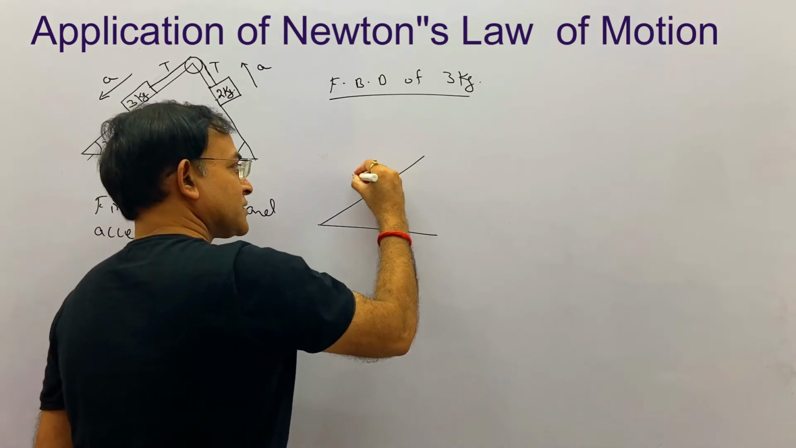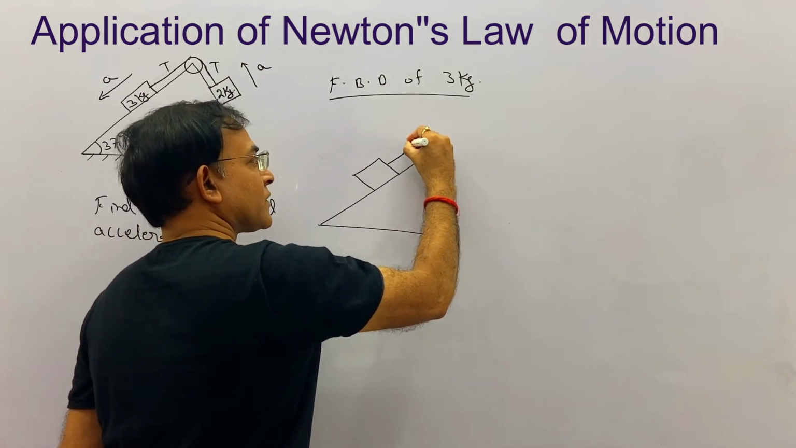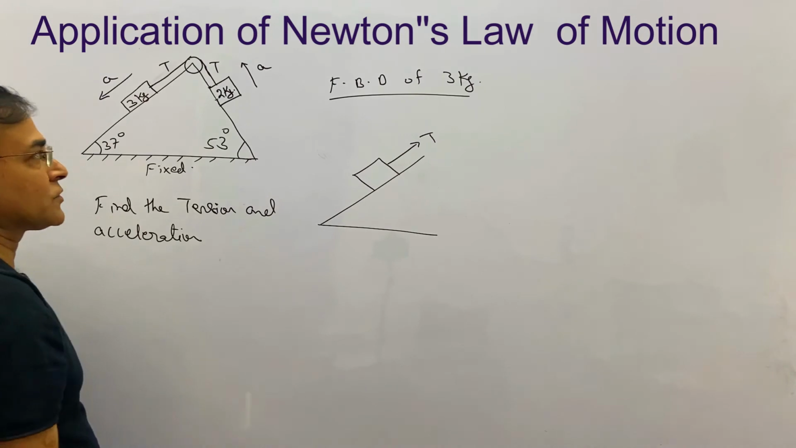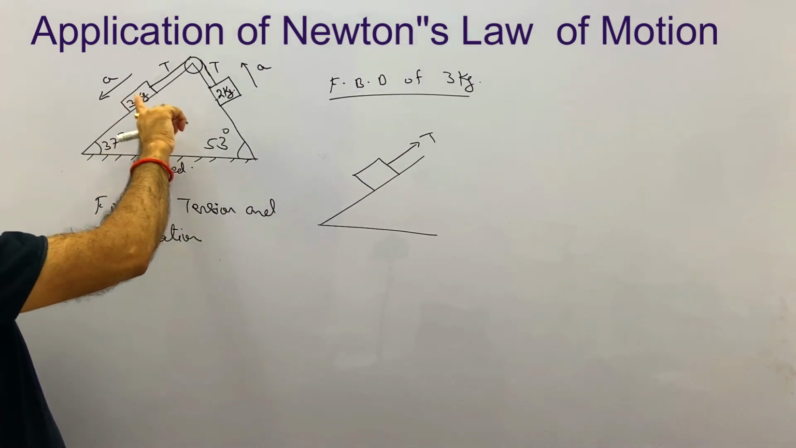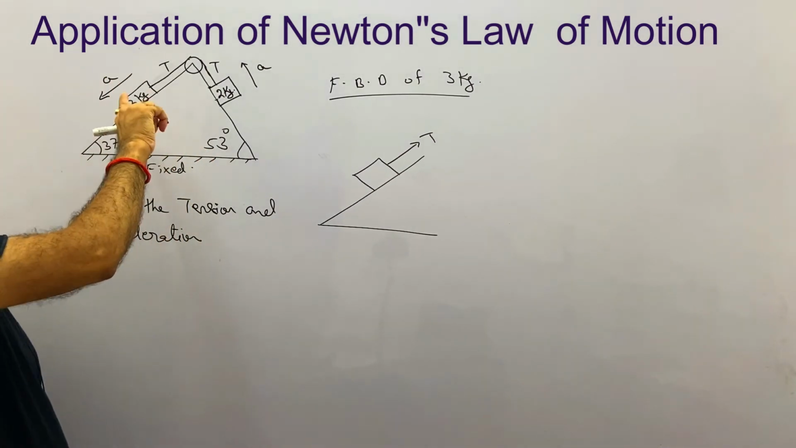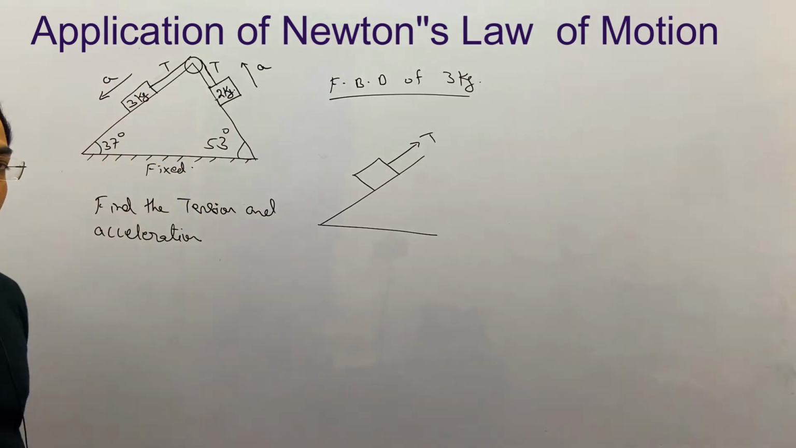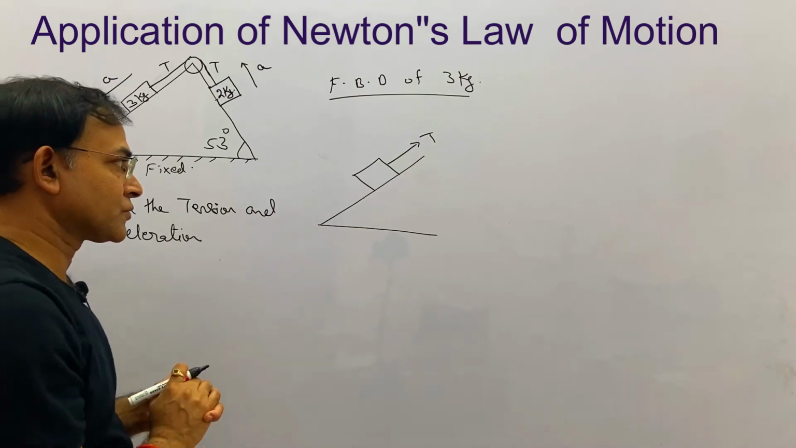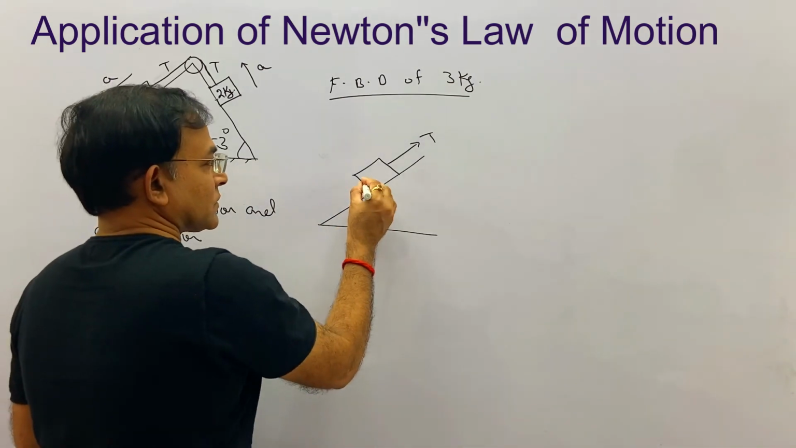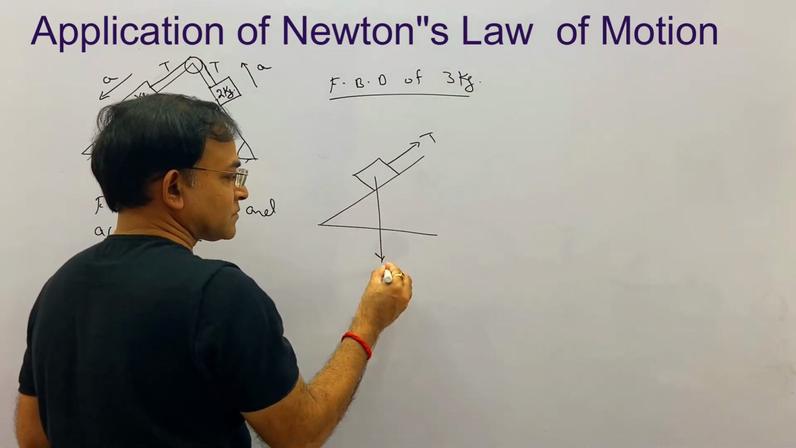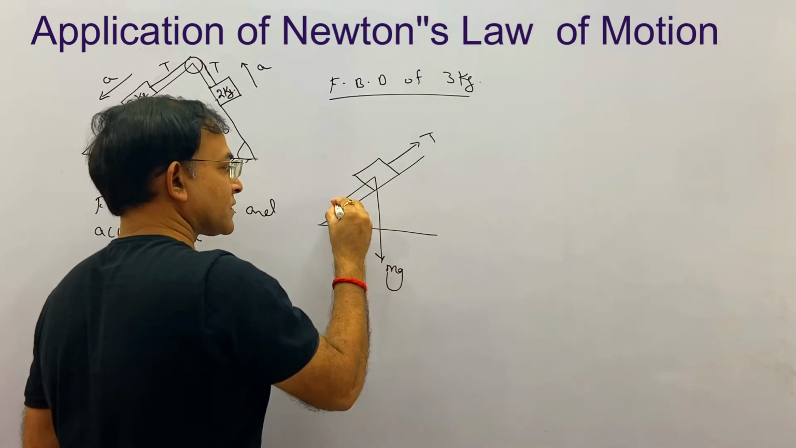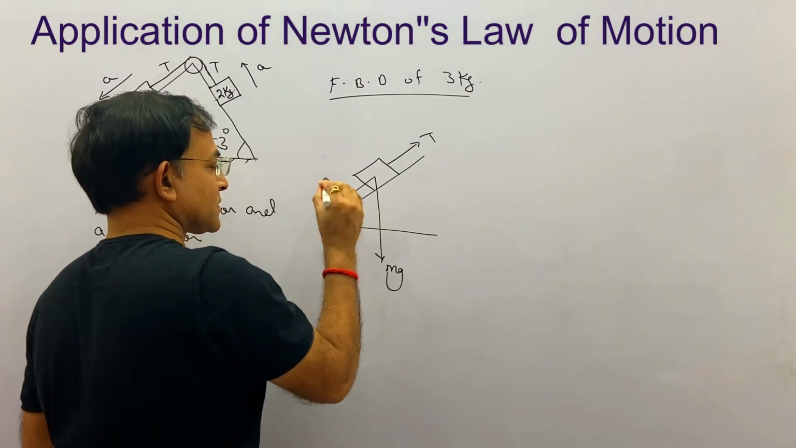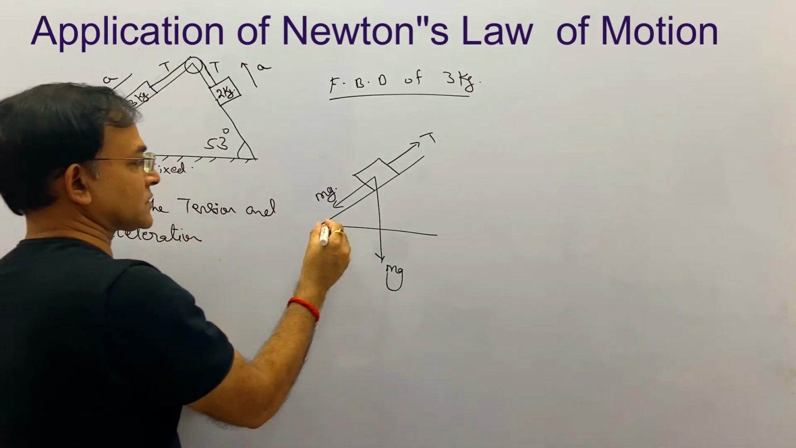So the 3 kg is here. It has an upward direction tension T. Now there is another force, this is mg, the component of mg, and this is a normal. But for the normal and the component of mg here there is no requirement, so we are not going to draw this. So here we know this is mg. Now the component here, this is mg, this angle is how much? 37. So this is 37.